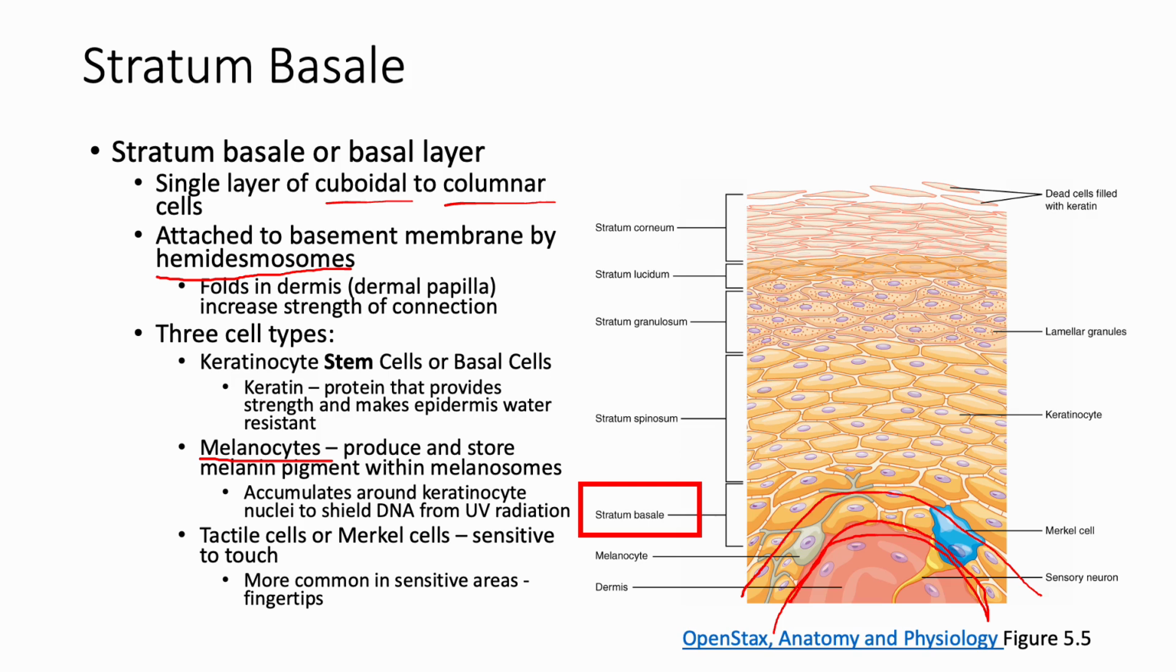Now, another cell we'll see is, we might call these Merkel cells, or sometimes they're just called tactile cells. And these are a type of nervous sensing cell that is common in areas where we sense light touch. So, for example, you have a lot of these in your fingertips.